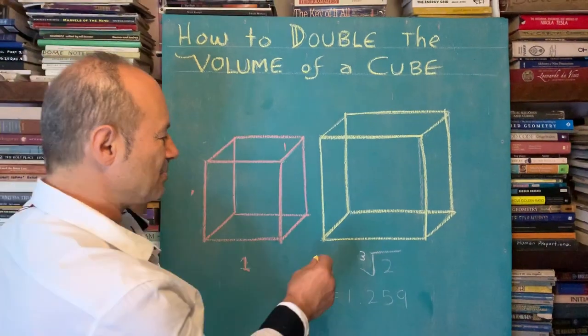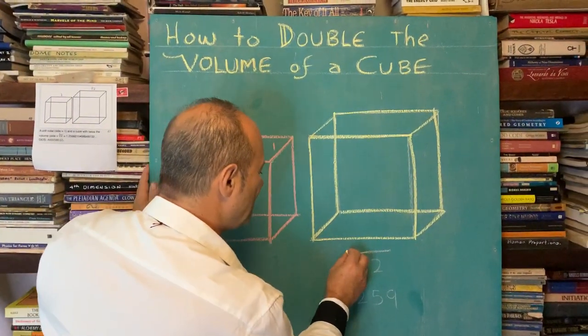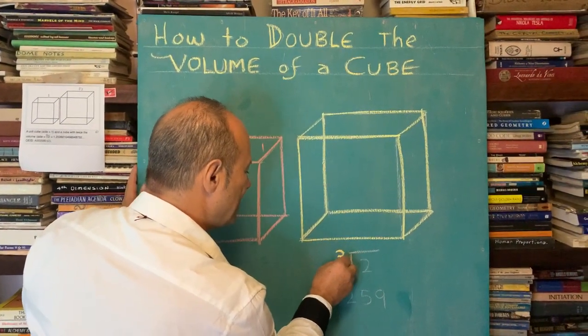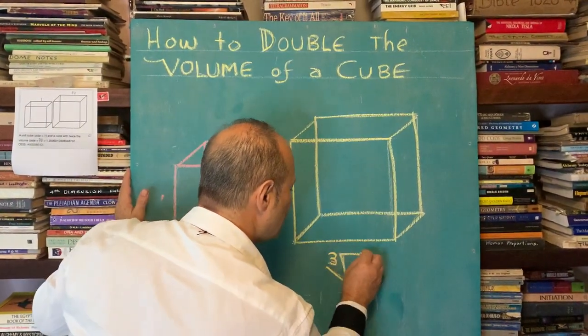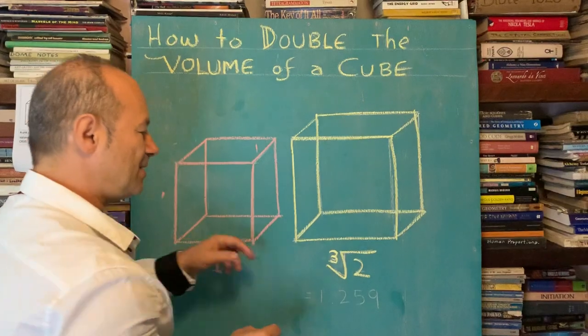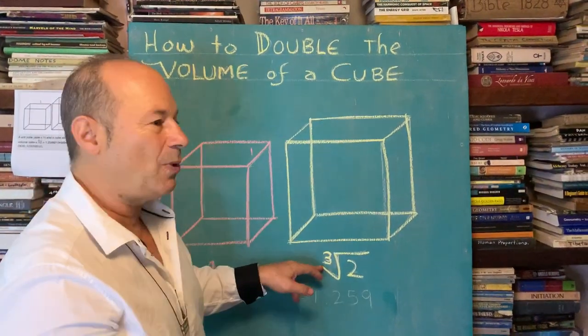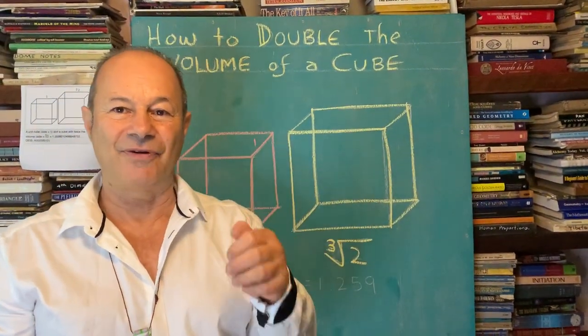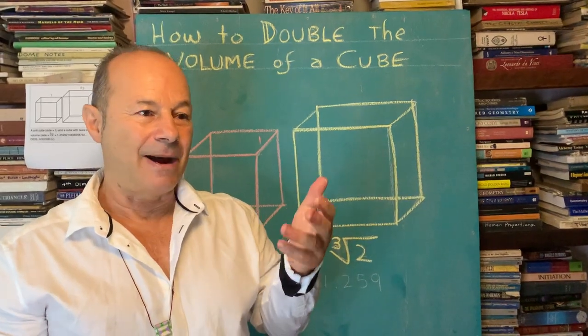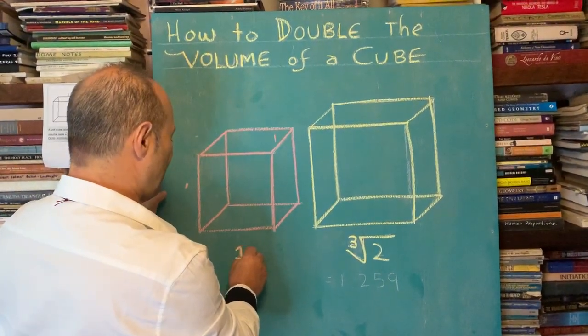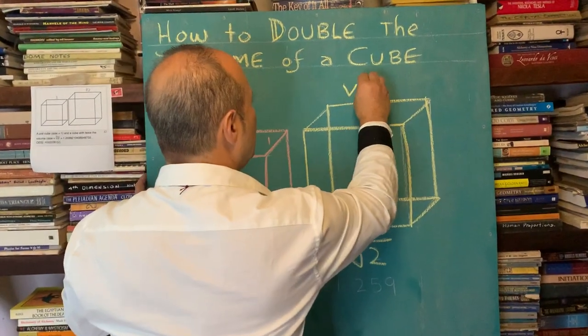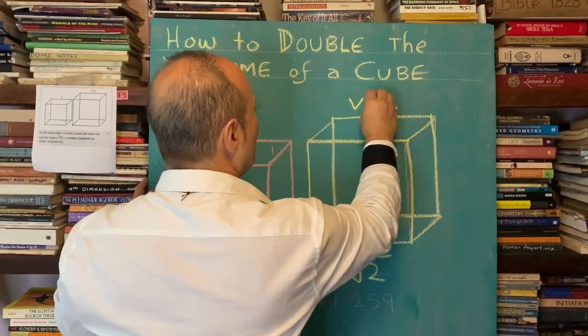So what I'm going to do is tell you that it was based on the number 2 because we're doubling. So that little 3 there is called the cube root. So the cube root of 2, that's the solution. The cube root of 2 means what number multiplied by itself 3 times will give 2, because this is the volume of 1, but we want the volume here to equal 2.